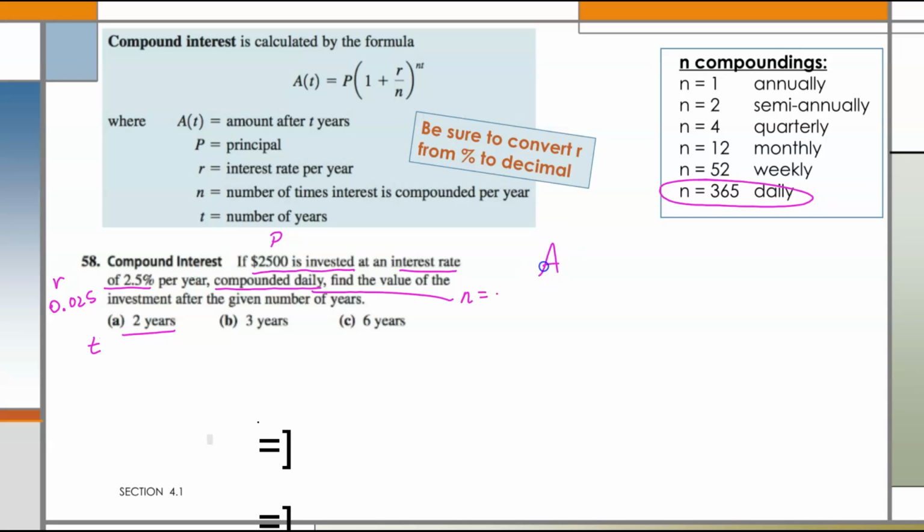Okay, so we have A equals P times (1 plus R over N) raised to the NT. So we want to know how much money, that's the amount, in our account if we invest an initial amount of $2,500. Our interest rate, 2.5%. We always be sure to turn that into a decimal. Compounded daily, so that's going to be 365. 365 to how many years? 2 for problem number A.